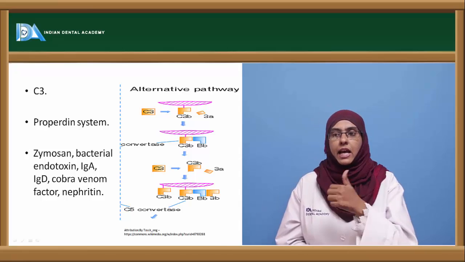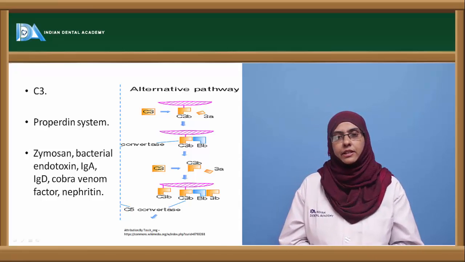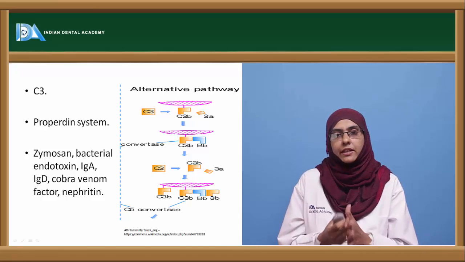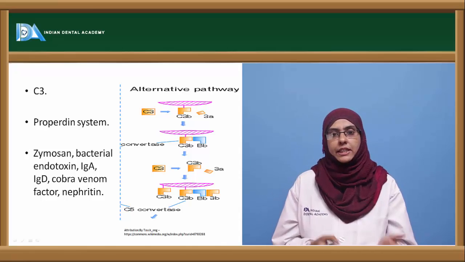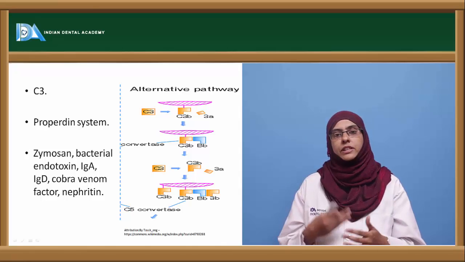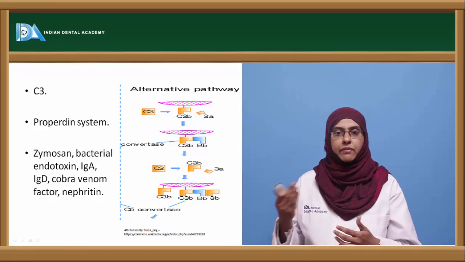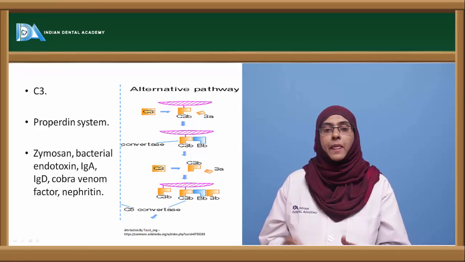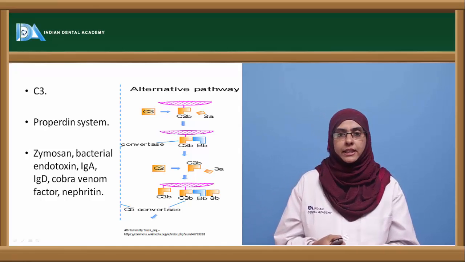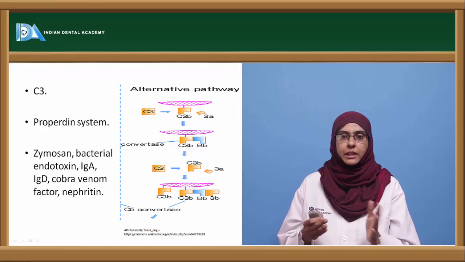Once there is an antigenic stimulus with an activator, the C3 component spontaneously undergoes hydrolysis to produce C3a and C3b. More C3a and C3b keep being produced until they get stabilized by a factor called factor B. Now factor B joins C3b to form C3bB.